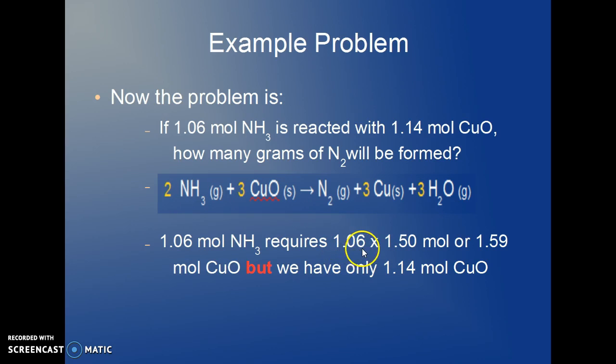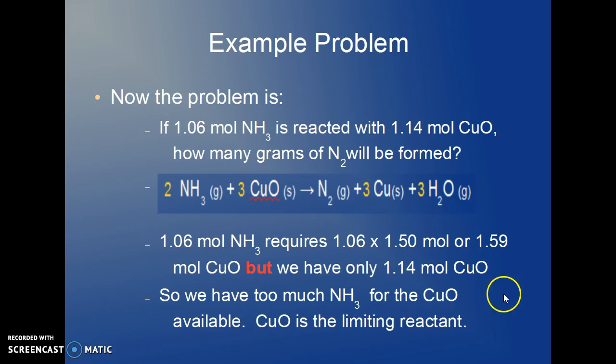Well, we have 1.06 moles of ammonia. We multiply that by the 1.50 ratio, we get 1.59 moles of copper-2 oxide needed for all that ammonia. Trouble is, we have only 1.14 moles of the copper-2 oxide. Not enough. We have too much ammonia for the available copper-2 oxide. Therefore, ammonia is in excess and copper-2 oxide is the limiting reactant. That's the one we're going to use.